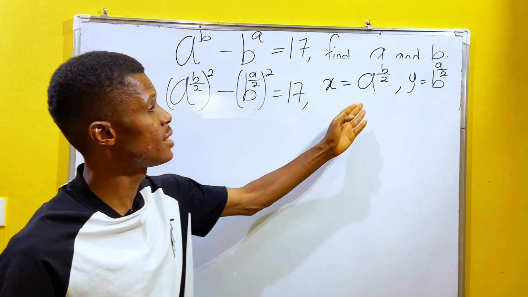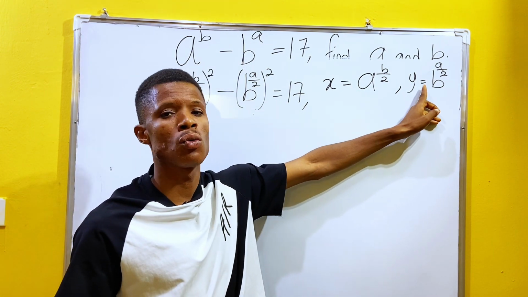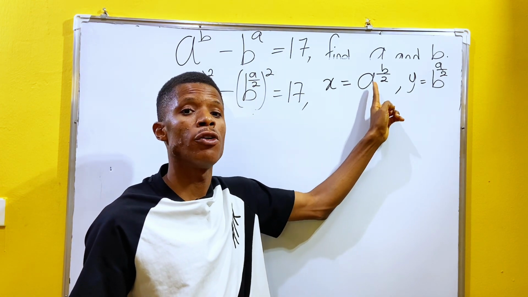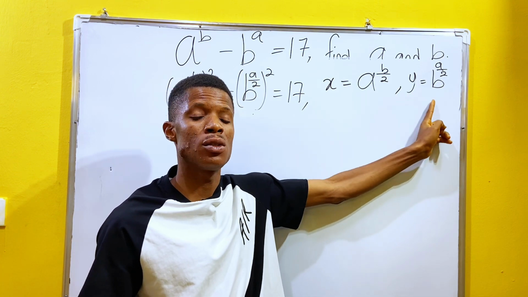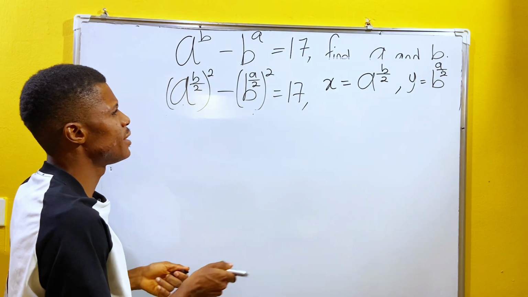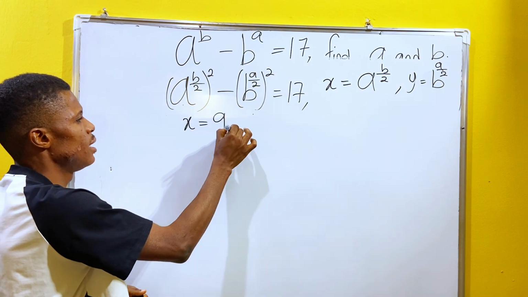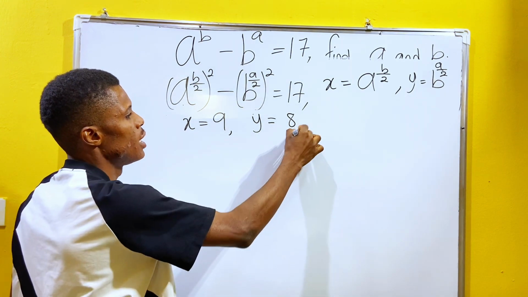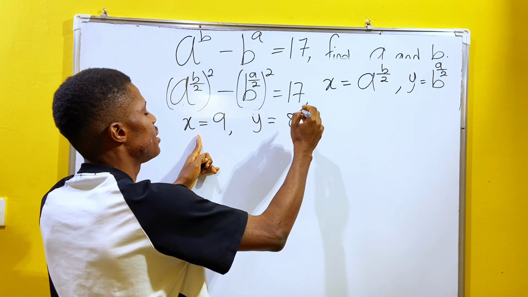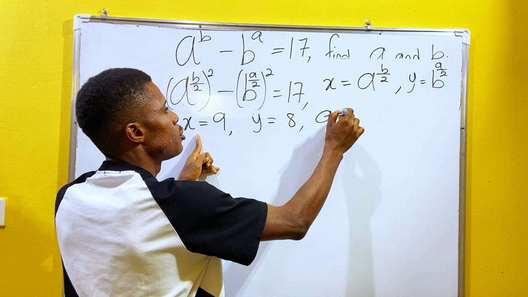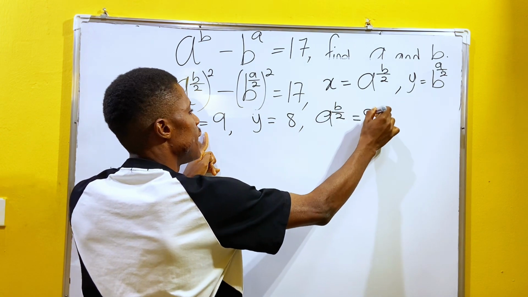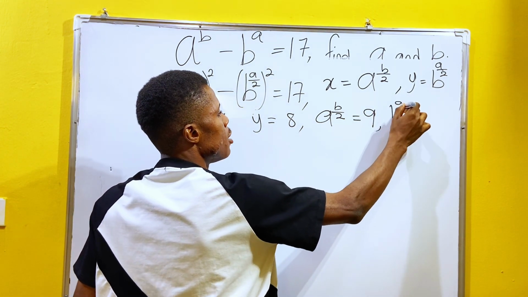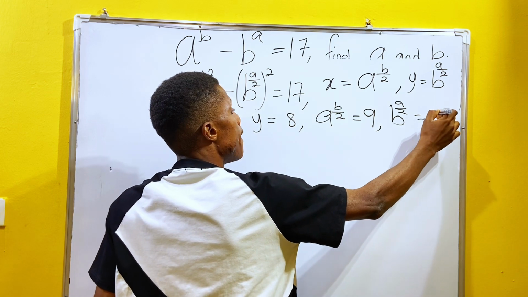Remember that we said that x is equal to a to the power of b over 2 and y is equal to b to the power of a over 2. So we can now write this: we've got our x to be 9 and we got our y to be 8 from the solution we solved. This clearly tells us that for x, a to the power of b over 2 is equal to 9. And for y, b to the power of a over 2 is equal to 8.